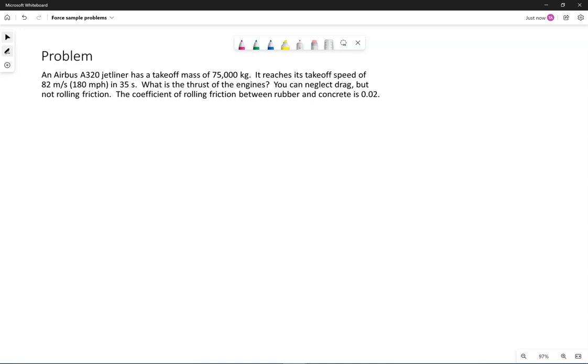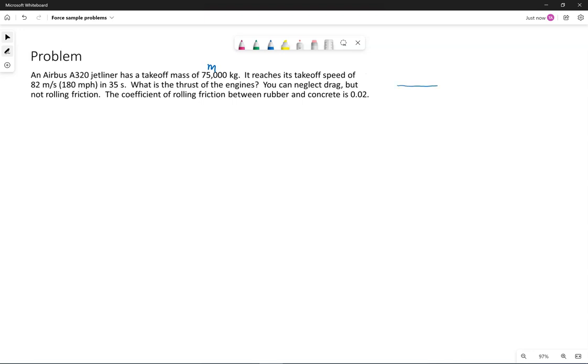Here we have another example. So an Airbus jetliner has takeoff mass, so we know M, reaches a takeoff speed of 82 meters per second in 35 seconds.